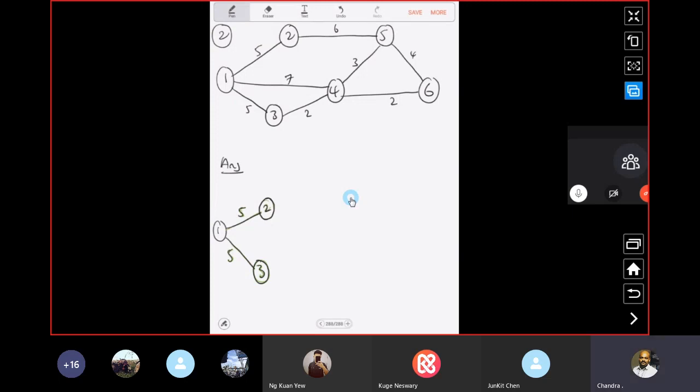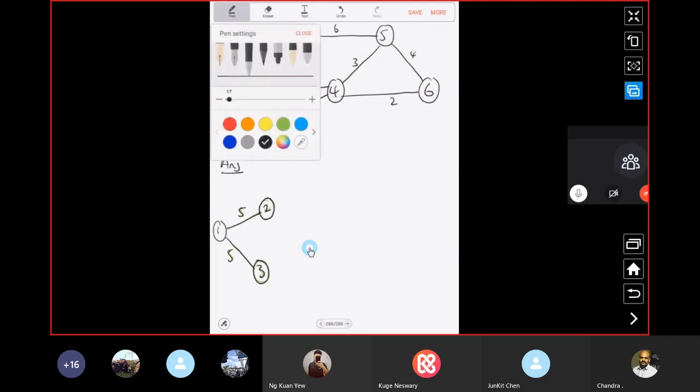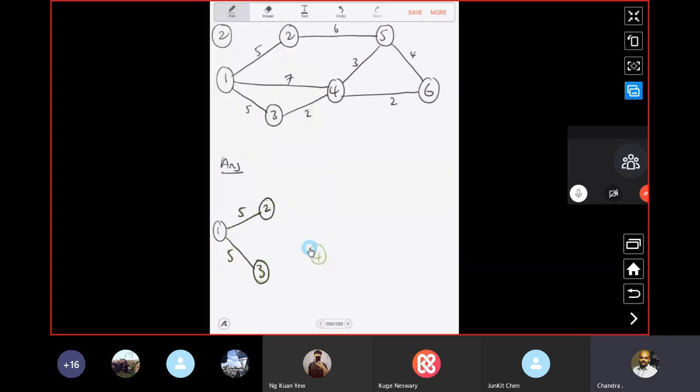Okay, we have done the connection. Now 1, 2, 3 is one group, a connected group. The next node would be 4. 4 is connected to this group by here and here. This is 7, this is 2. If you go through 1 to 4, 7.